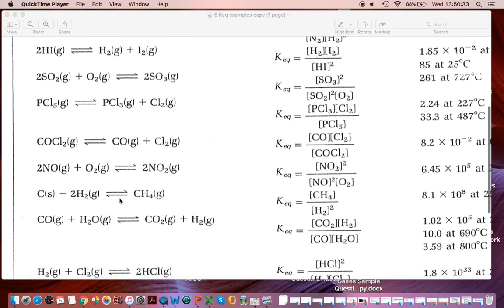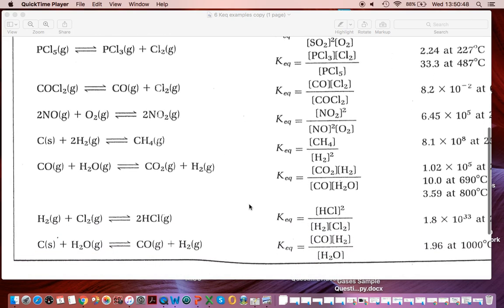Here we have a case where we have a solid carbon, so we have the CH4, the power of 1, H2, the power of 2, and because it's a solid, its concentration won't change. It has a fixed density. It gets excluded from the Keq expression. And the same thing down here.